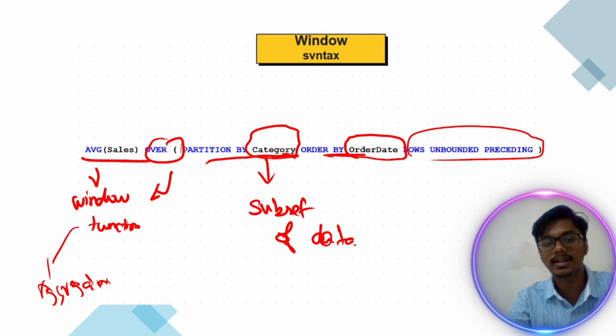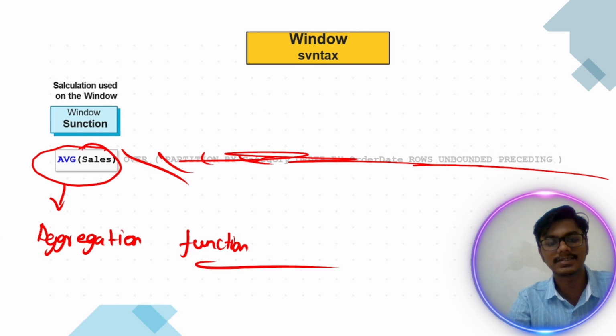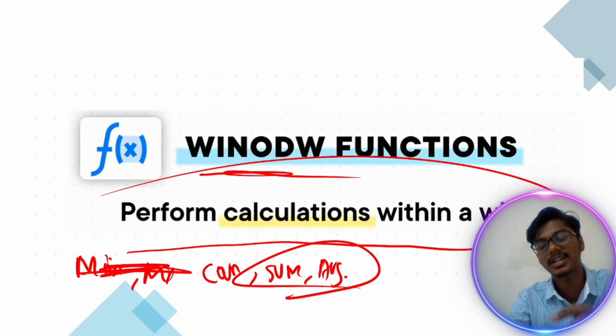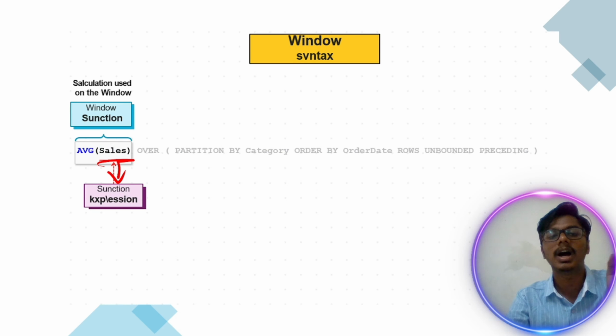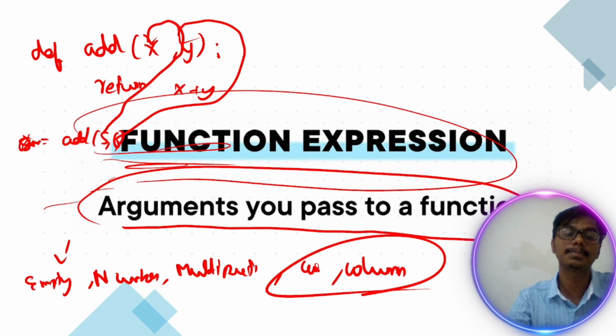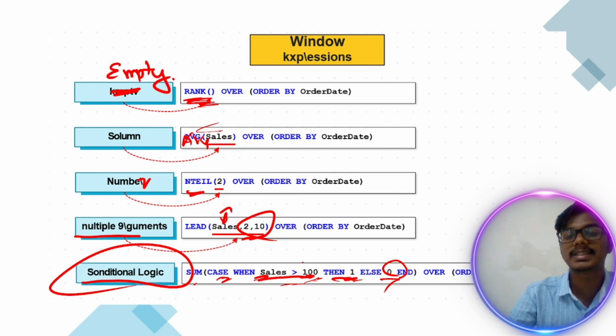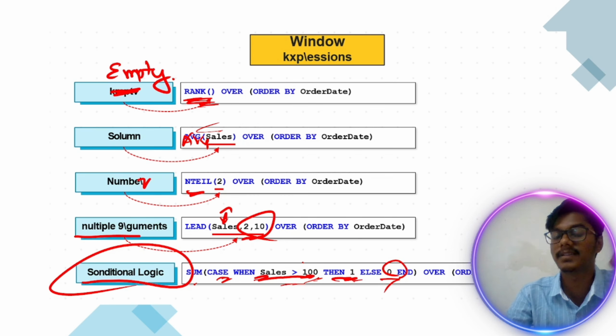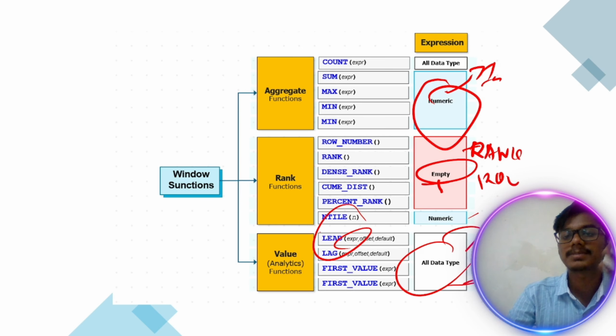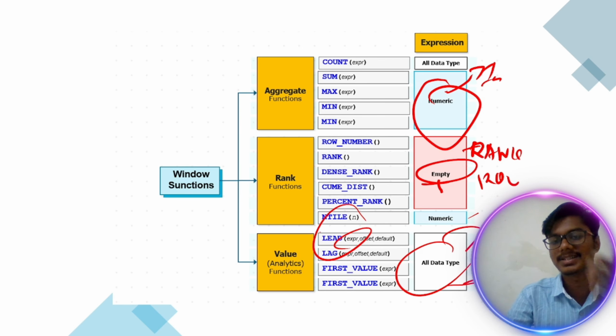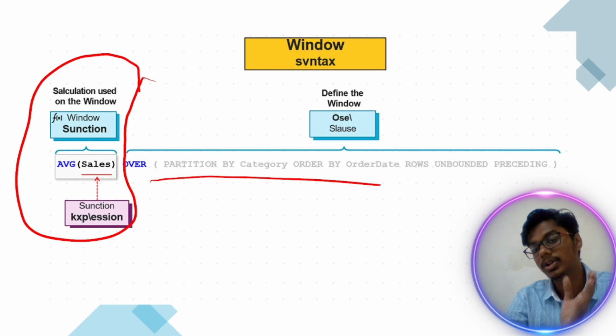And we discussed the Windows function, the aggregation function. Inside, we saw what Windows function we used, and inside the function argument we discussed what the parameters are. We have seen some small Python code to understand the parameters, and what we are giving inside them. It may be empty, a column, a number, multiple arguments, or conditional logic, right? And the expression may be numeric or empty. And slowly we got into the OVER clause.